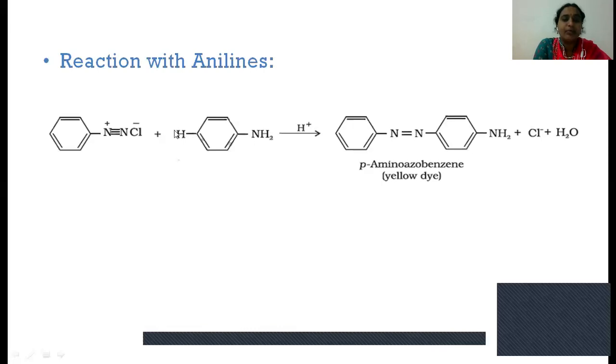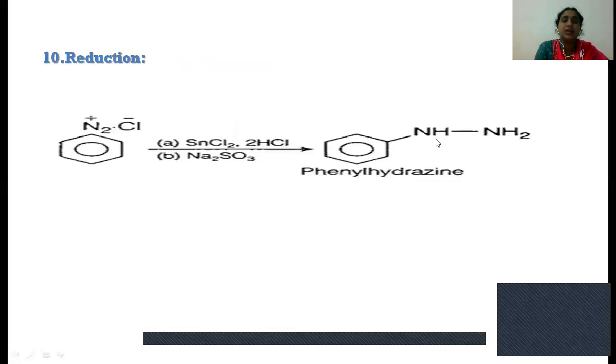Here also, by removing H plus and Cl minus as HCl, it produces the azo compound. This compound is called para amino azobenzene. So these are a few reactions of benzene diazonium chloride.